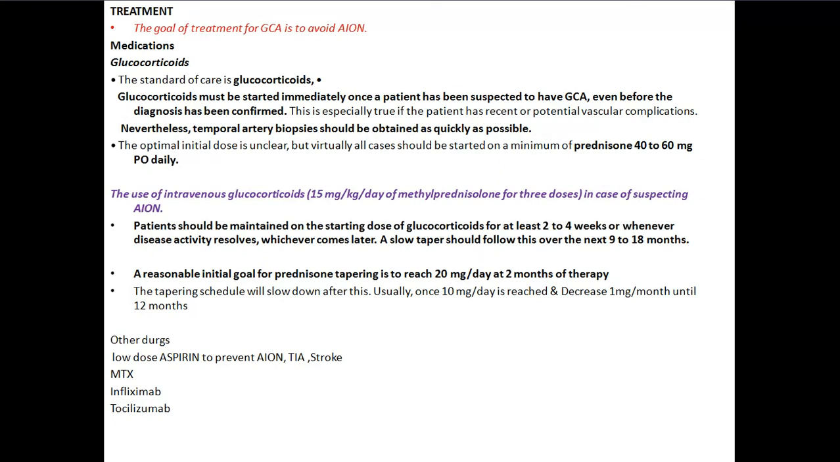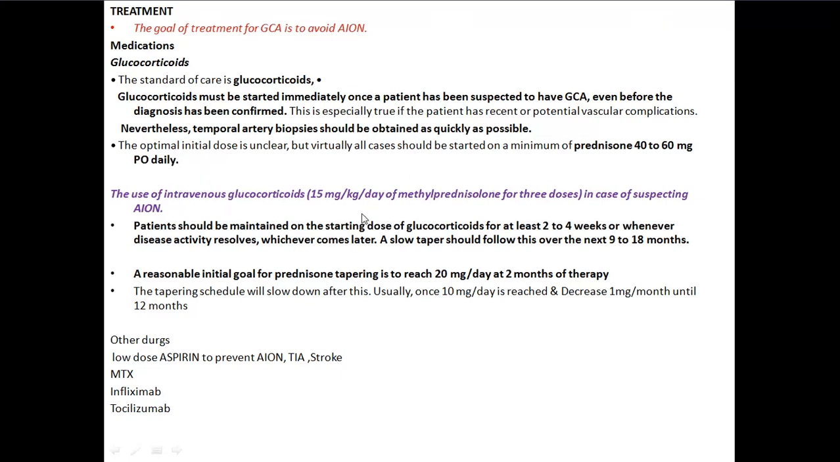So the treatment is almost all similar. You start with glucocorticoids, which is prednisolone at 40 to 60 mg per oral daily once you have suspected the diagnosis. So here the important point is to start it immediately once a patient has been suspected. Even before you have diagnosed, once you suspect depending upon the clinical features, you can start the prednisolone at 40 to 60 mg per oral daily.